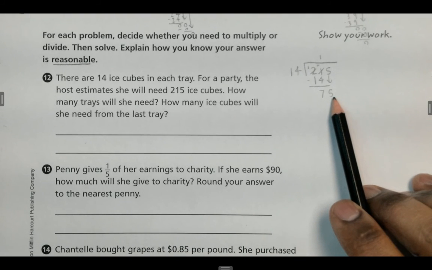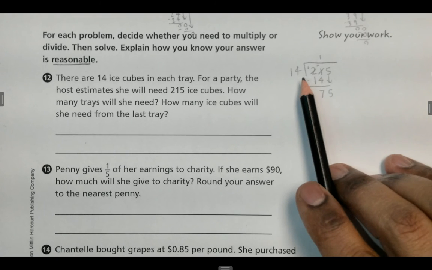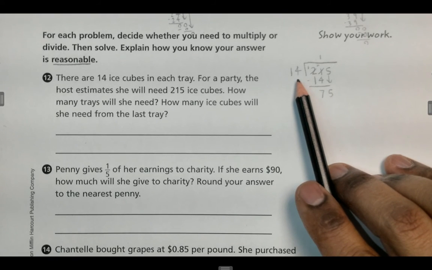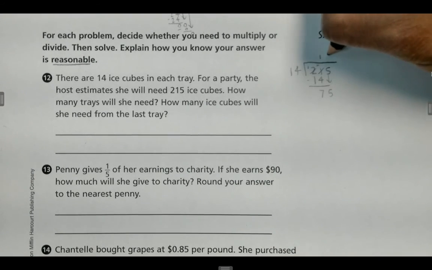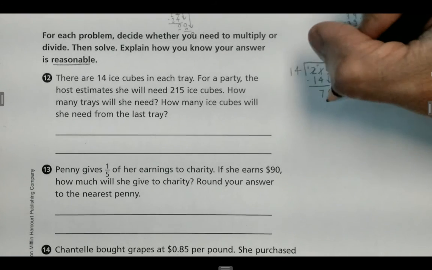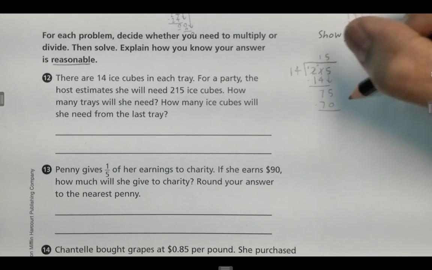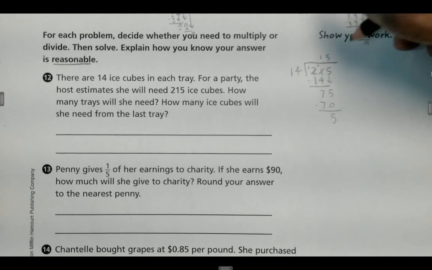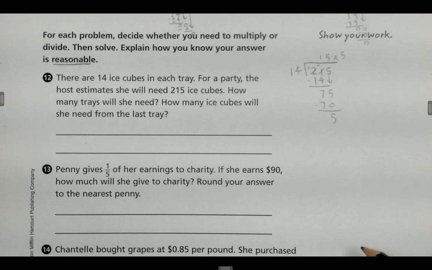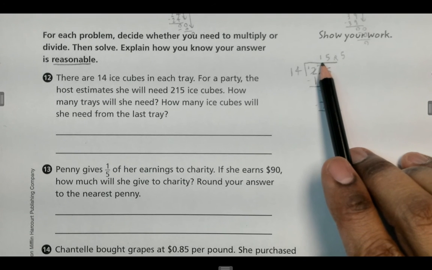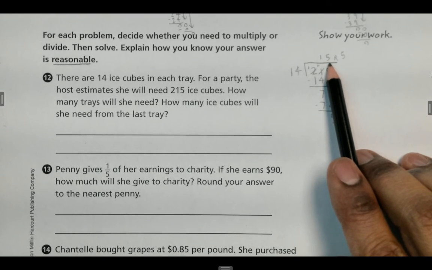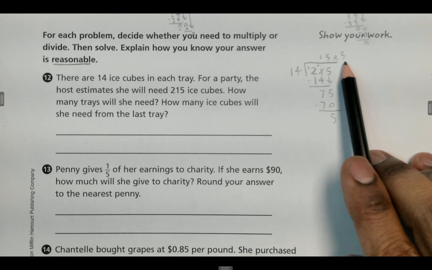Well, I happen to know that 14 times 10 is 140. Half of that, or 14 times 5, is 70. 70 is going to be very close, but not going over. I'm going to put my 5 up there. 14 times 5 is 70. Subtract. And I get my answer of 15 remainder 5. In other words, in order to get 215 ice cubes, I need to fill up 15 trays completely, and I still need an extra 5 ice cubes.